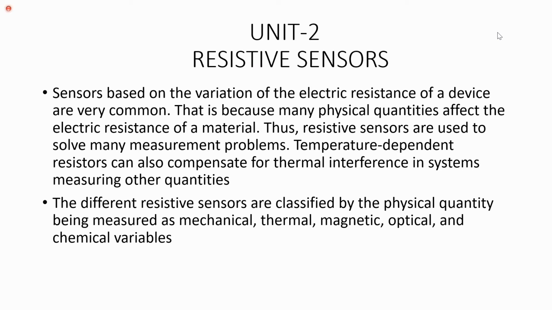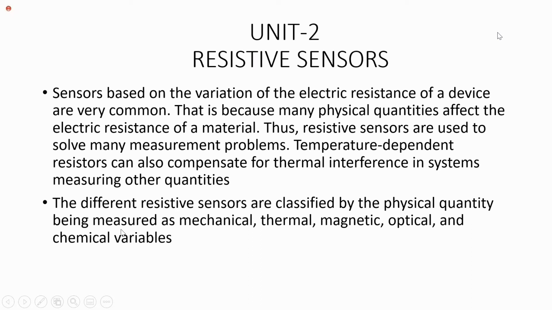Sensors based on the variation of the electric resistance of a device are very common. That is because many physical quantities affect the electric resistance of a material. Thus, resistive sensors are used to solve many measurement problems. Temperature dependent resistors can also compensate for thermal interference in systems measuring other quantities.